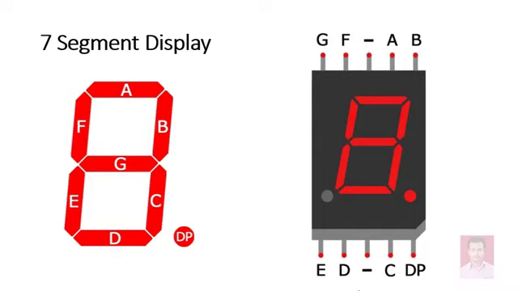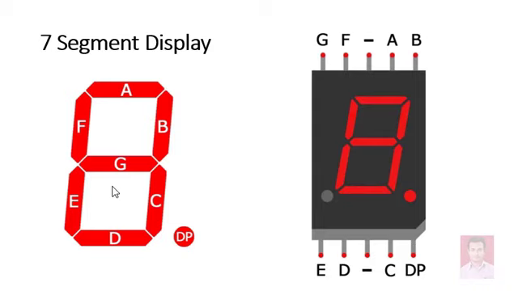You can see pin number 1 is E, meaning this LED segment, then pin number 2 is D, this LED segment, pin number 4 is C, that is this LED segment, and DP is this LED segment. Pin number 6 is B, this LED segment. Pin number 7 is A, this LED segment. Pin number 9 is F, this LED segment, and pin number 10 is G, this LED segment. So like this, we have a total of 8 LED segments.